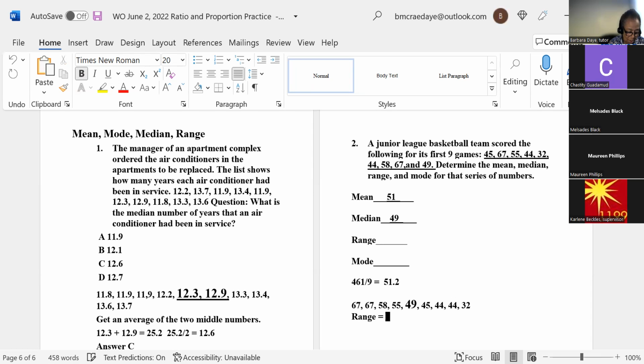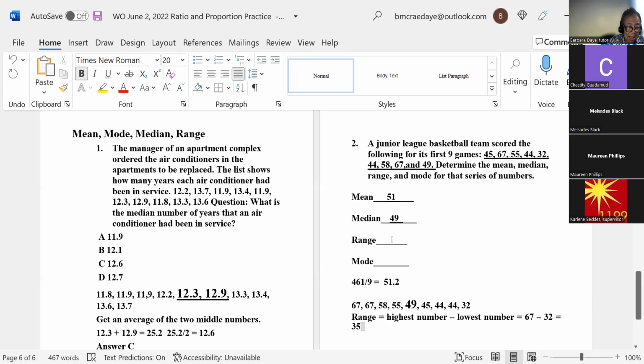Range equals highest number minus lowest. What's the range, Mercedes? 35. Okay. So it's the highest, and we've got them in order high to low, 67 minus 32, and that's equal to 35. That's the range. Very good.